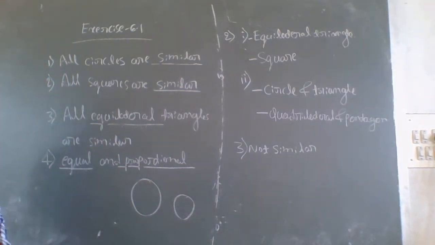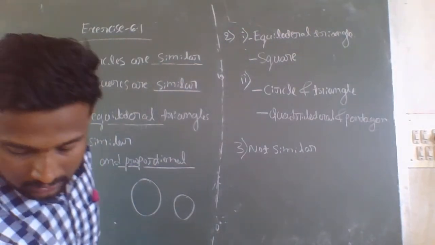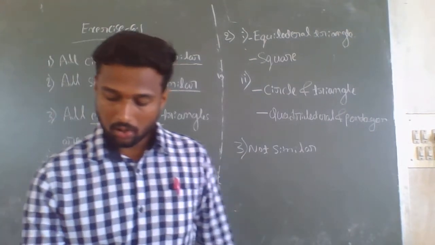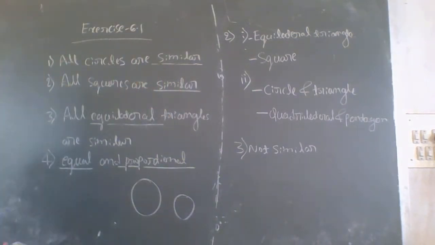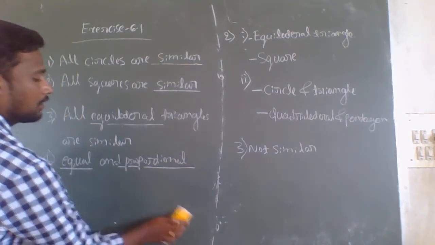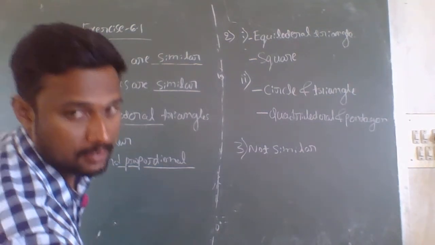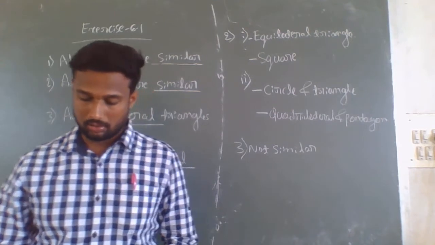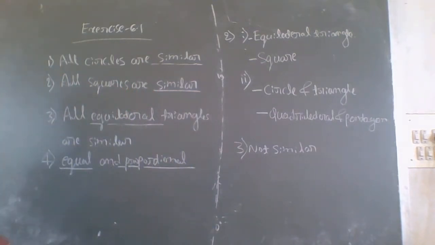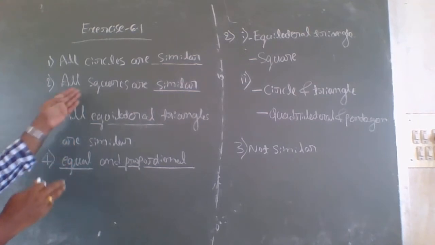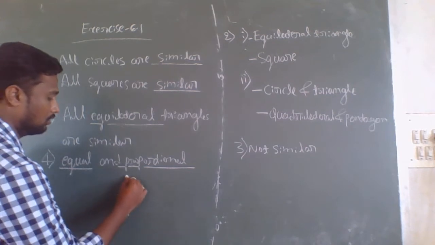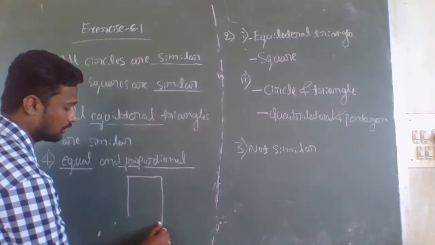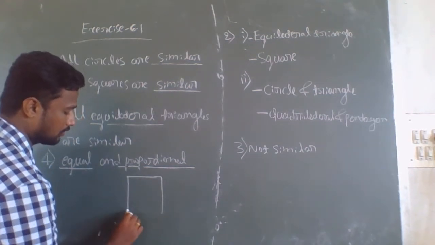Okay. Next one. In the next question, what are they asking? All squares are, and again they have given options as similar and congruent. All squares are similar and congruent. I think you all know the answer. All squares are similar. Why? So here, for example, consider two squares.